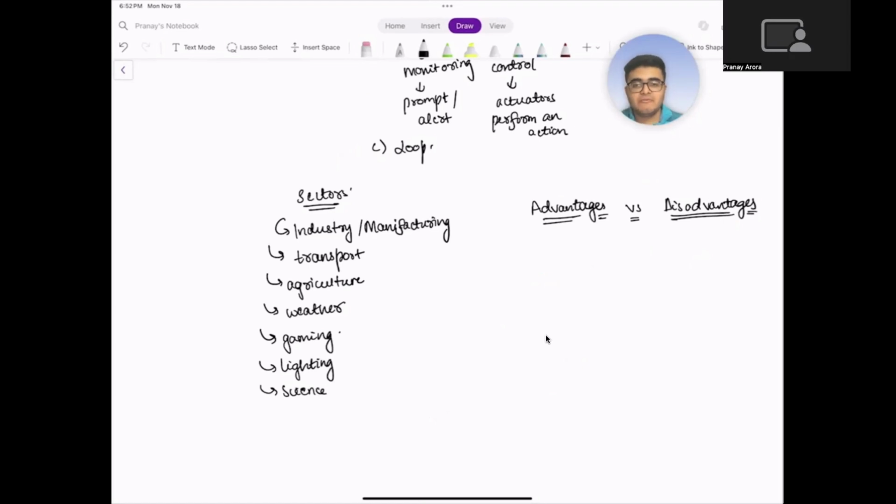Now coming to several sectors where automated systems are used. There are several sectors which are also given in your book, right? In examination, in your Cambridge exams, they will give you scenarios from these sectors. Automated systems are used everywhere these days, so they will give you an example from these sectors, and they're specifically going to ask the advantages and disadvantages of using the automated system in that sector. So we have industry, manufacturing, transport, agriculture, weather, gaming, lighting, and the science field.